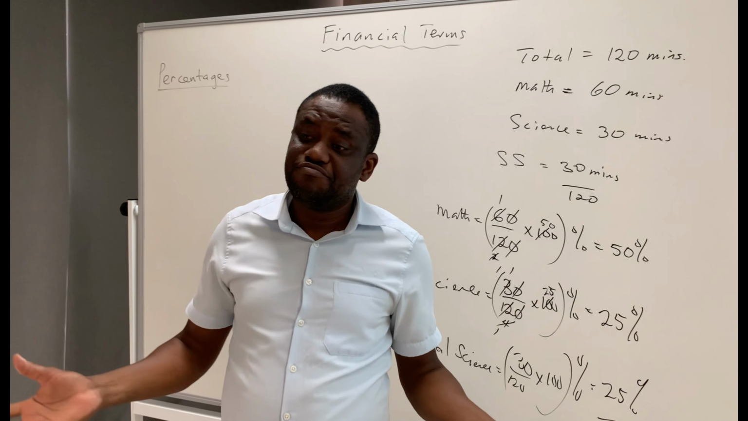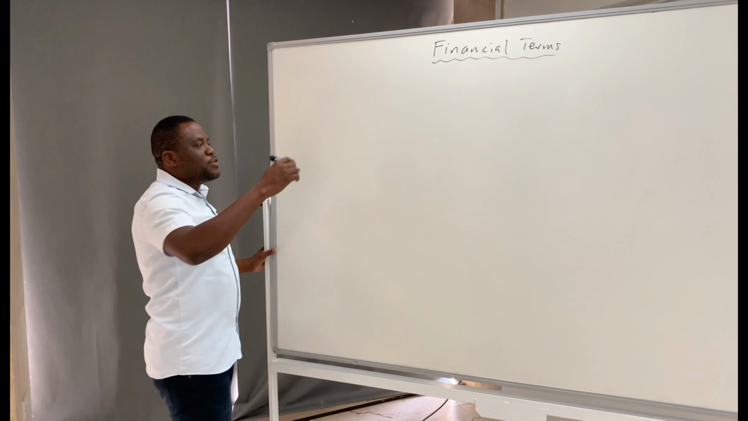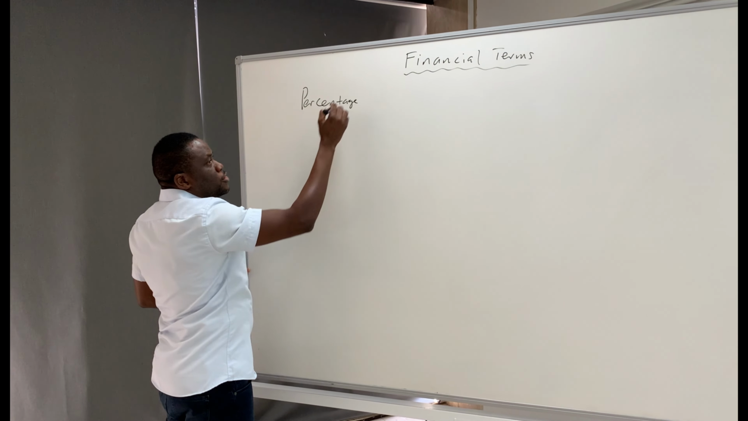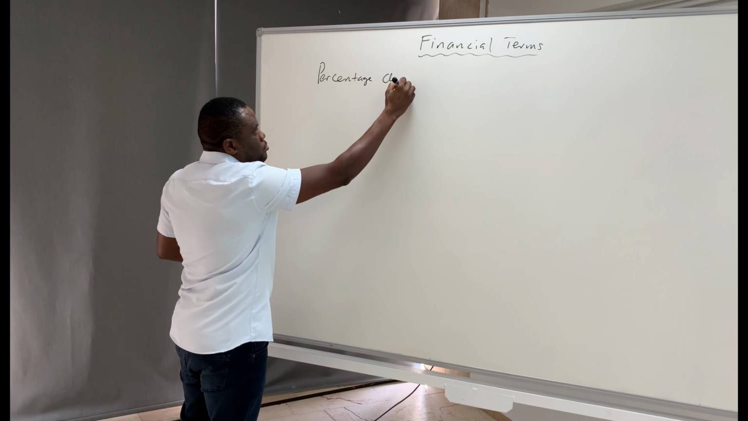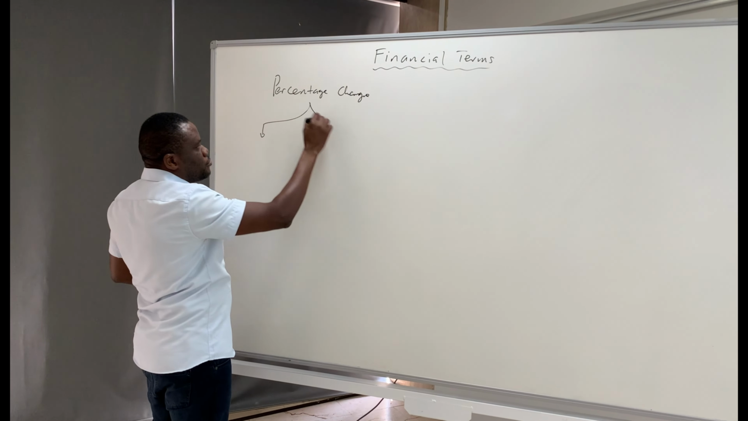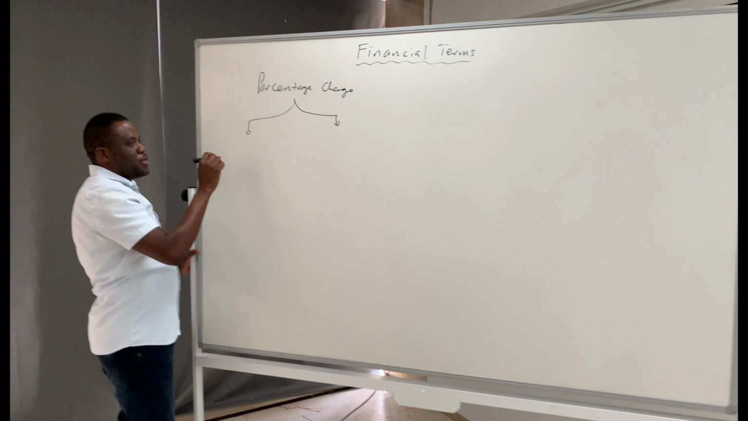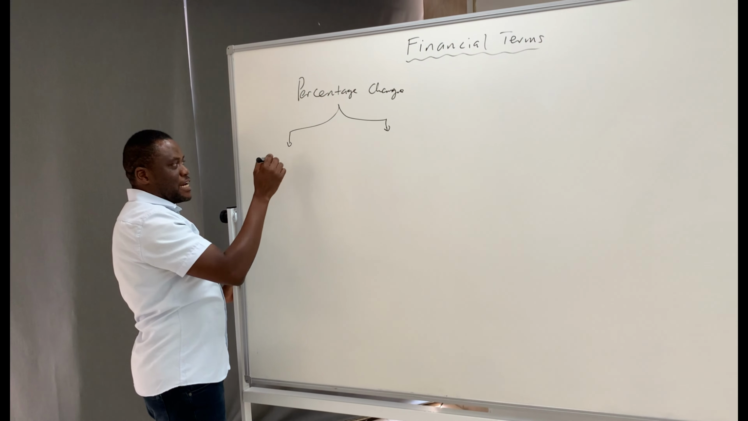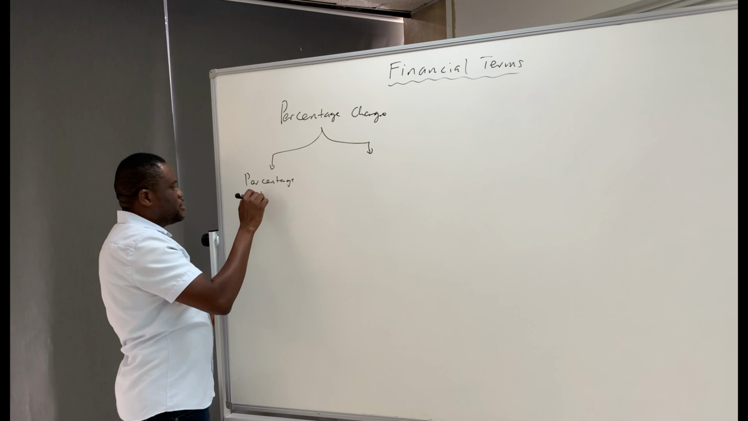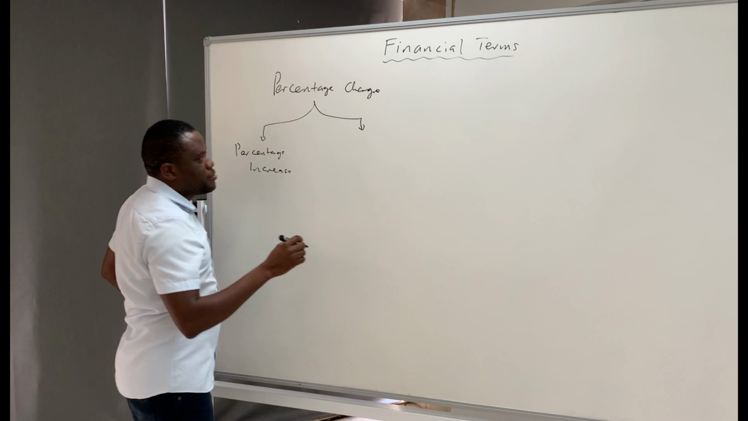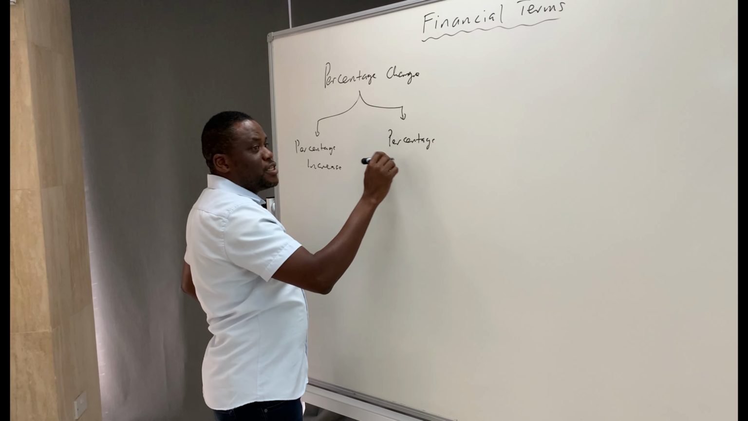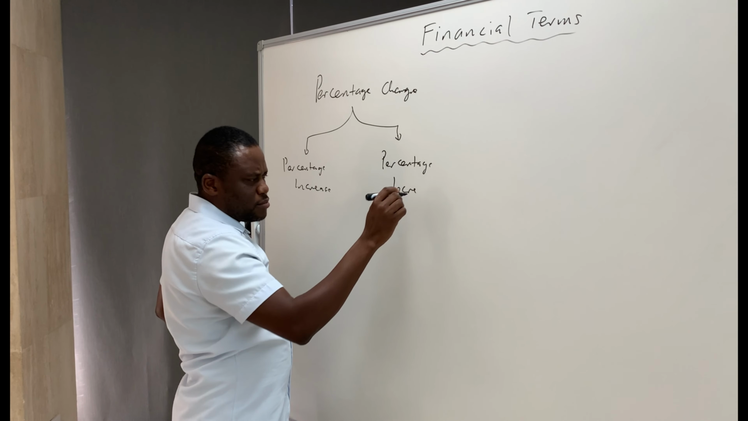Very easy. Finished. So let's look at percentage change. Percentage change can be seen in two ways. First, when it's increasing, let's say percentage increase, and then percentage decrease. And this is very important.